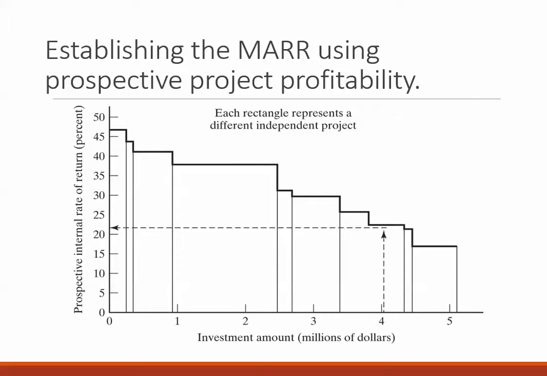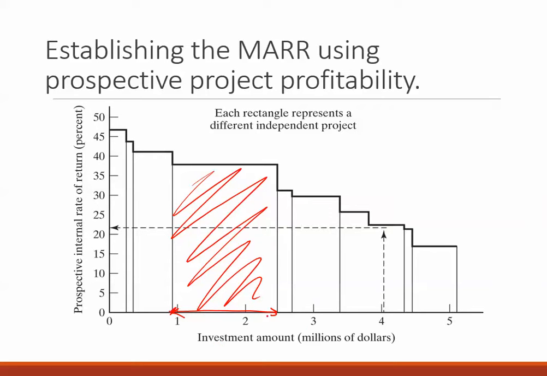I want to spend some time on this graph. Here in this graph, we have these rectangles, and each rectangle represents a different independent project. Some of these rectangles are thicker in this direction because that means they're more expensive. For instance, this particular project right here, if this is the investment amount, seems like a little over $1 million. Whereas this skinny little thing right here is probably like $100,000 or something, right? And this right here is the prospective internal rate of return based on estimates. It says prospective because it's estimates from the future.